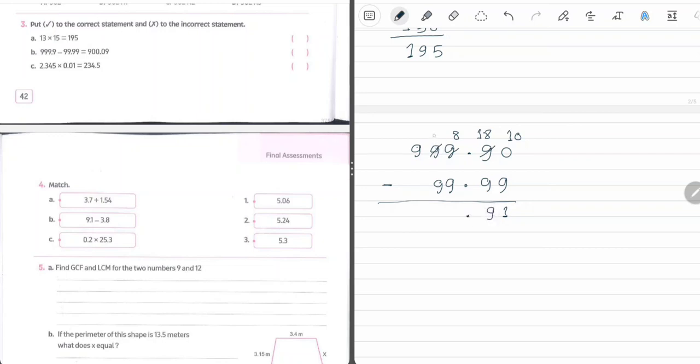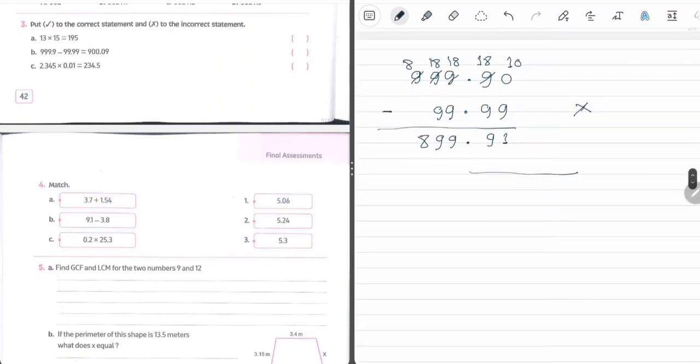The same. It will be 8, 18. 18 minus 9 is 9, and the same, it will be 18 and 8. 18 minus 9 is 9, and you have the remainder 8. 8 minus nothing will be 8. So your answer must be 899.90. Check. It will be 900.900. No, this will be wrong. It's false. Okay, let's move to number C.